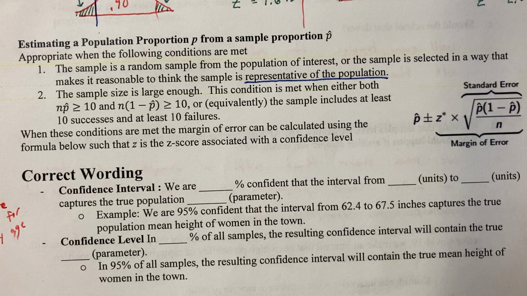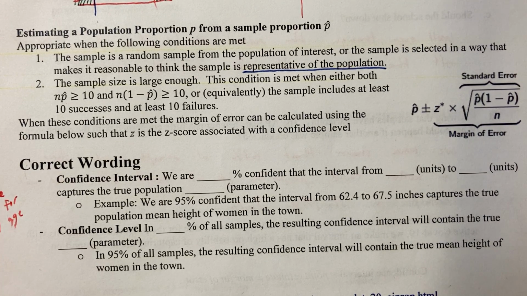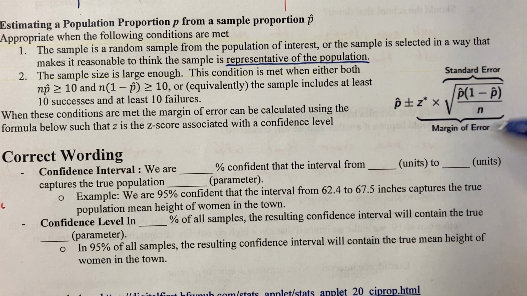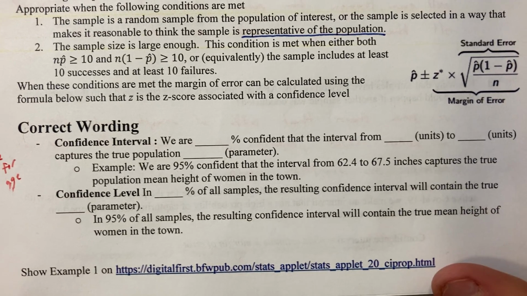And then there's technically a third one, that's the 10% rule. The sample has to be small enough as well. I don't know why I didn't put that in there. When these conditions are met, we can calculate this. We can use this. Now, a confidence interval, here's the script.